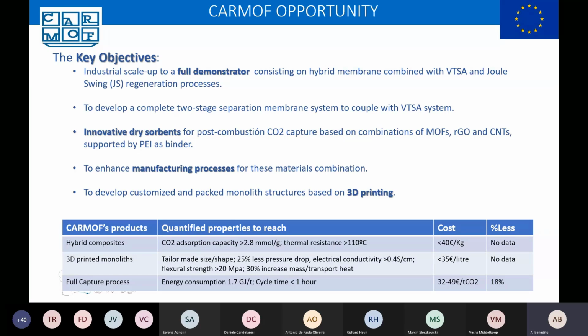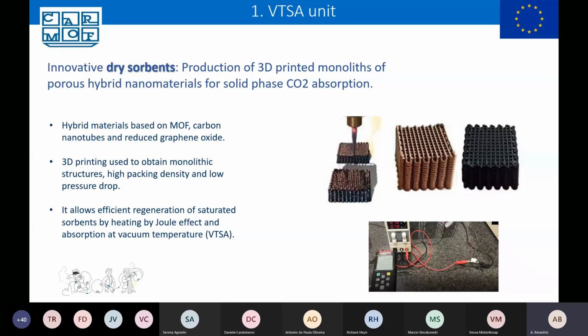Well, focusing my speech on the BTCA unit, I would like to say that we have worked with solid solvents, and these solid solvents have been processed by 3D printing technologies, specifically by FDM, fused deposition modeling, to print monoliths.